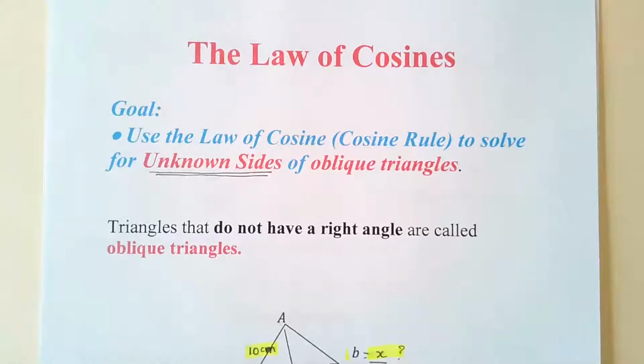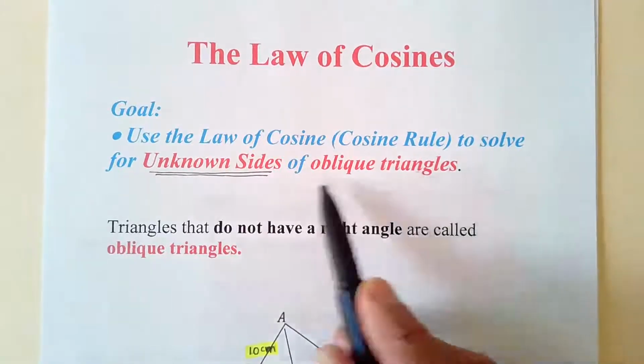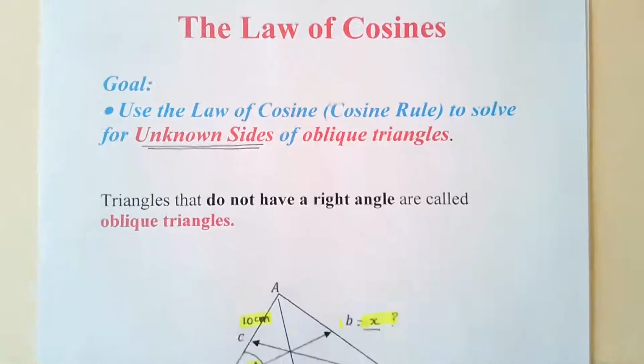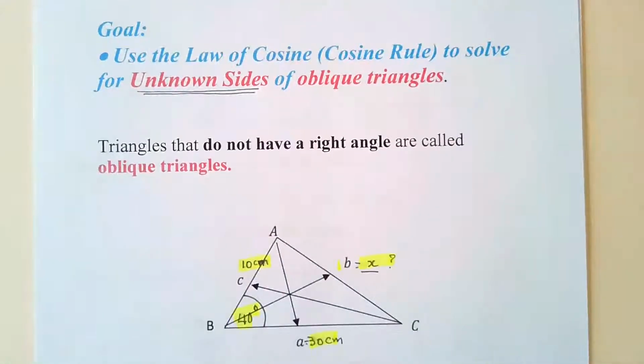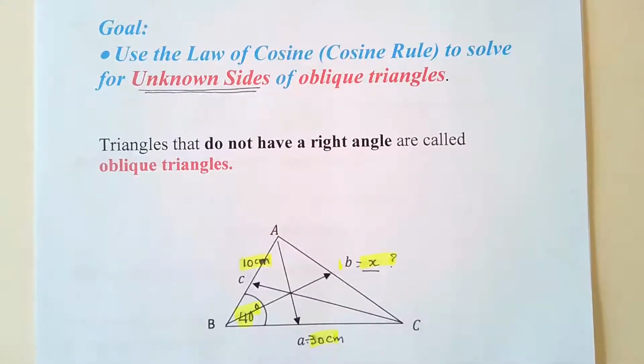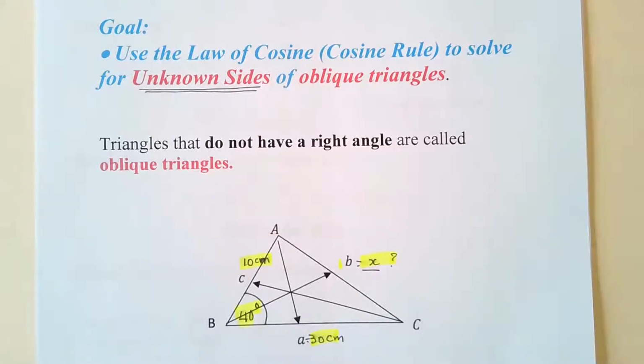Today we look at the law of cosines, also known as the cosine rule. Our goal today is to use the law of cosines, or cosine rule, to solve for unknown sides of oblique triangles. Just recall, oblique triangles are triangles that do not have a right angle.